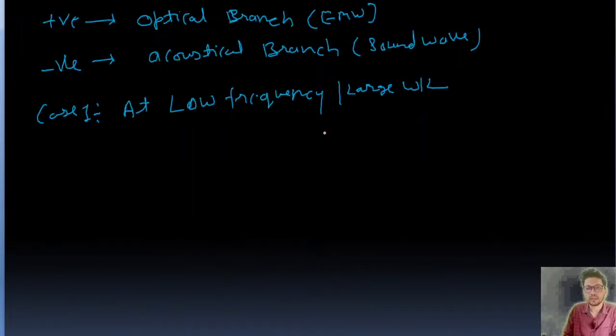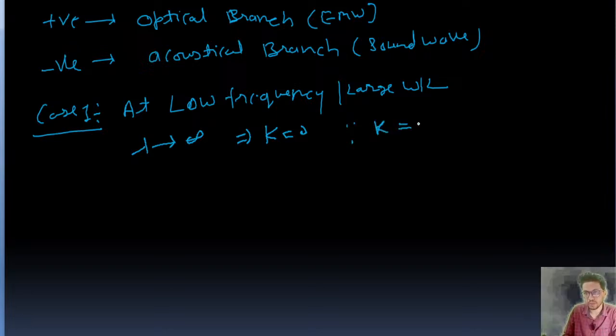So at low frequency or large wavelength, this is case number one. Lambda is tending to infinity. That is the large value of wavelength or low frequency. So it means k is going to be 0, since we know wave vector k is 2 pi by lambda, and also we know nu is c by lambda.